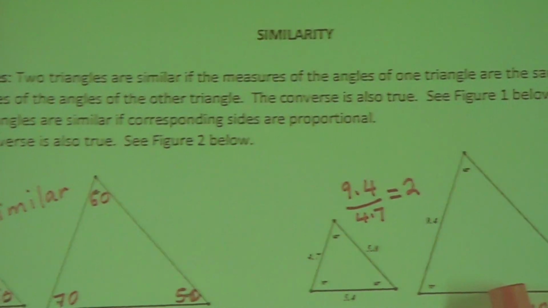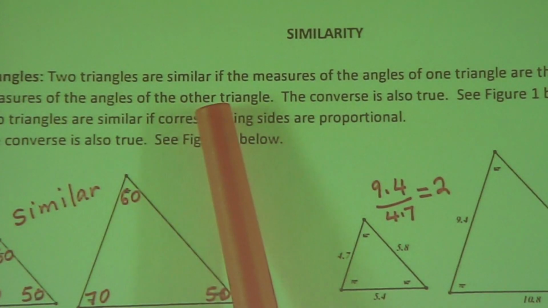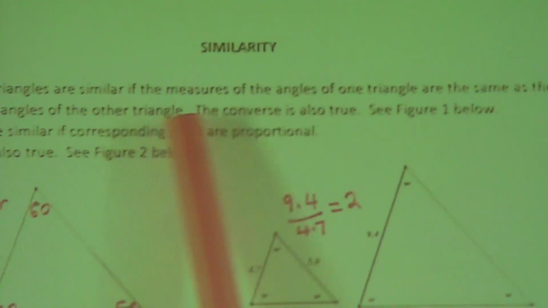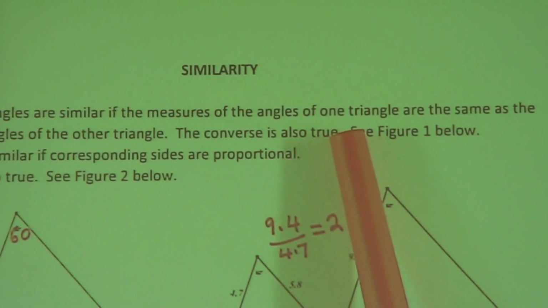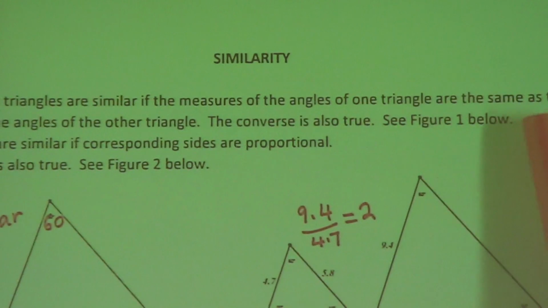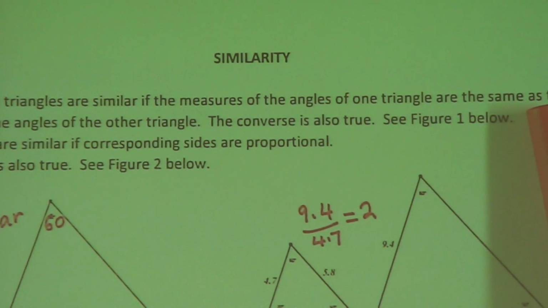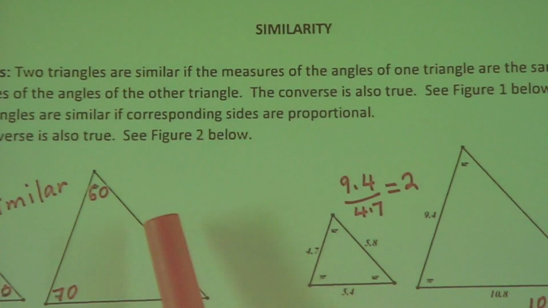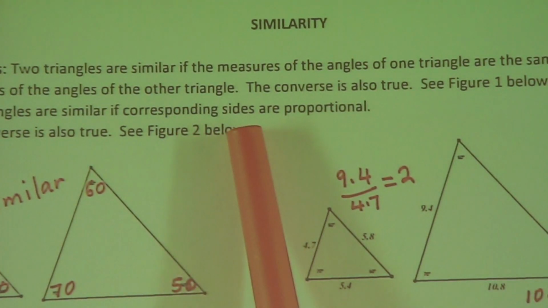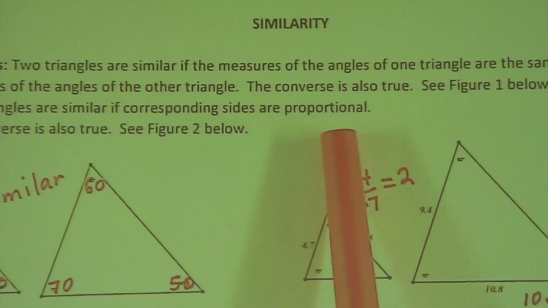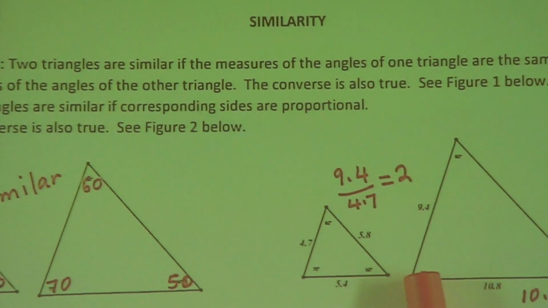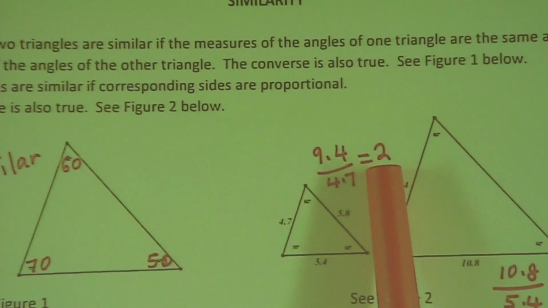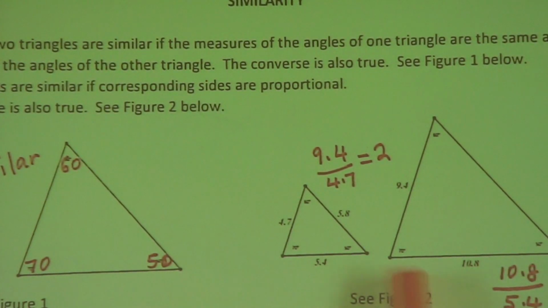So you could read that first statement: two triangles are similar if the measures of the angles are the same, corresponding. We say it's corresponding sides and angles. Also, you can look at the sides. This side corresponds to that side. The ratio is 2 to 1. Take this, divided by that, 2 to 1.